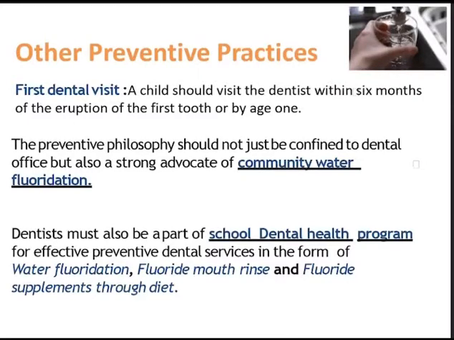Another thing is the first dental visit. According to the American Academy of Pediatrics, a child should visit the dentist within 6 months of the eruption of the first tooth. Generally, the first primary tooth erupts at 6 months of age. As soon as the tooth erupts, if they visit, that is very much recommended. If not, not more than 6 months from the eruption of the first primary tooth. That means not more than 12 months of age. The first primary tooth erupts at 6 months, maximum plus 6 months is 12 months, not later than that.